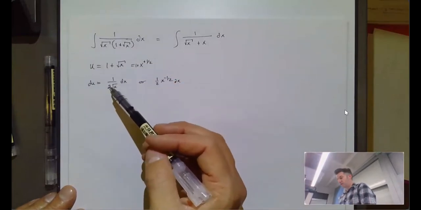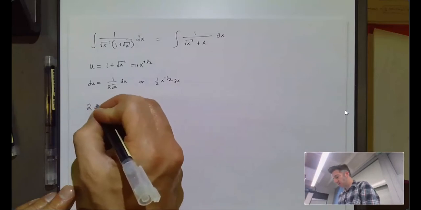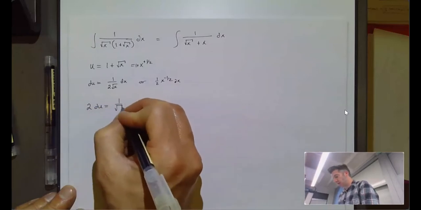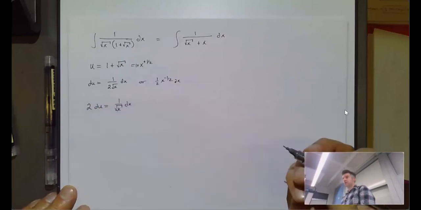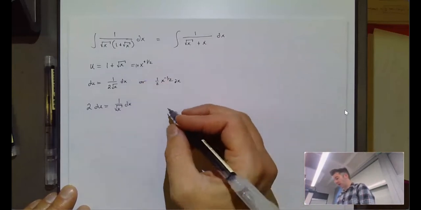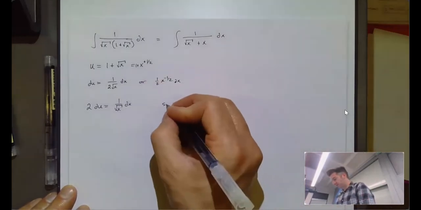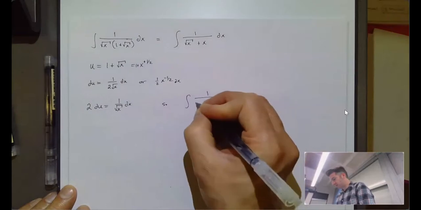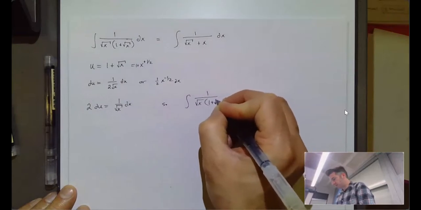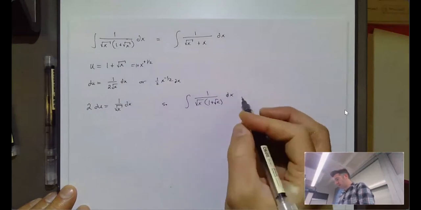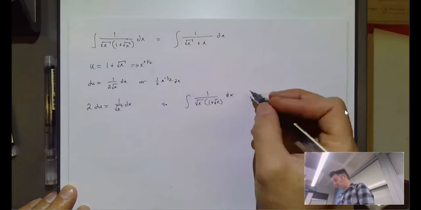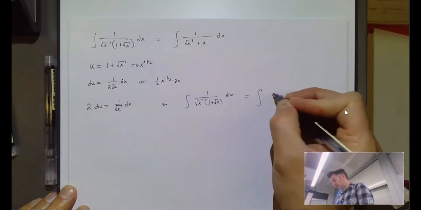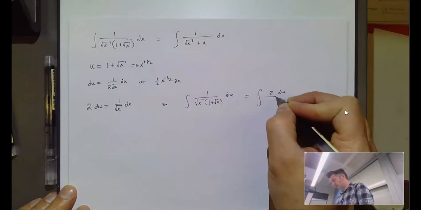I just need to get rid of that 2. So 2 times du is equal to 1 over root x dx. And we can rewrite this integral as, well, the dx over root x is going to be a 2 du. So we're going to have the integral of 2 du over u.